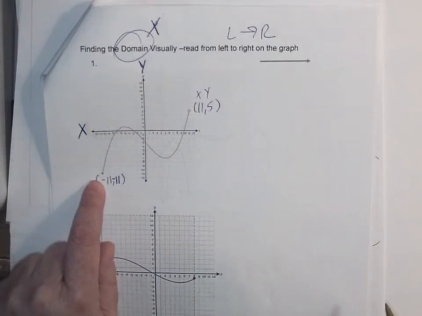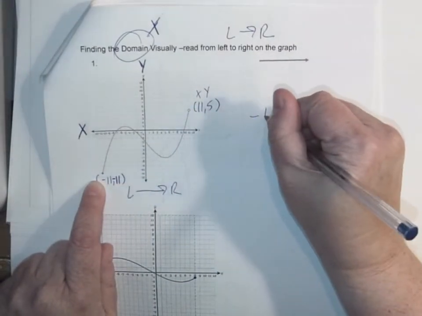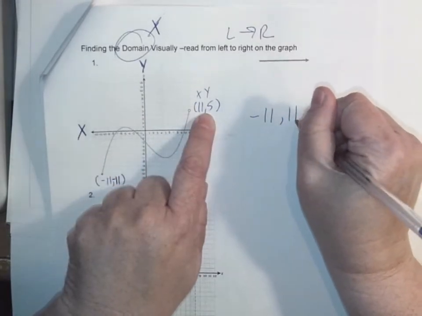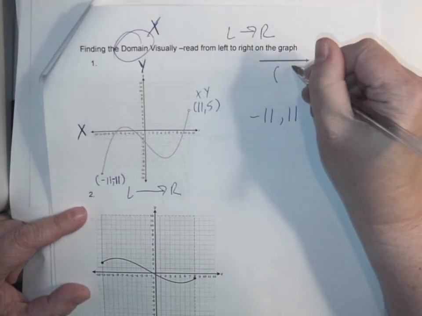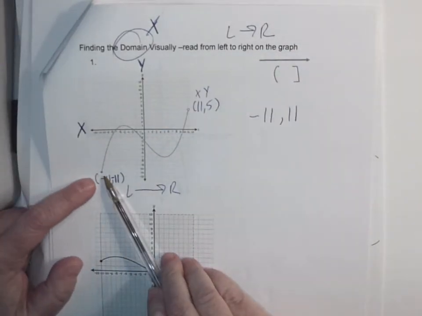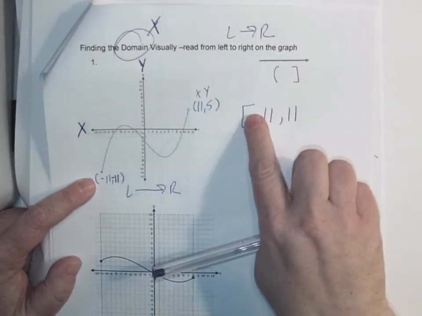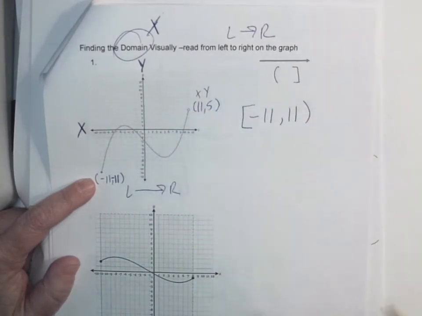So let's look at our X values. We're going to read from left to right, right? Left to right. So here's a -11. That's my X. And here's my other X. I'm reading it from left to right. Now I'm trying to figure out who gets these kinds of brackets. I notice that this is a dark circle, so I'm going to put a closed bracket because that means it's included. This is an open circle, so I'm going to put an open bracket on that because it's not included.